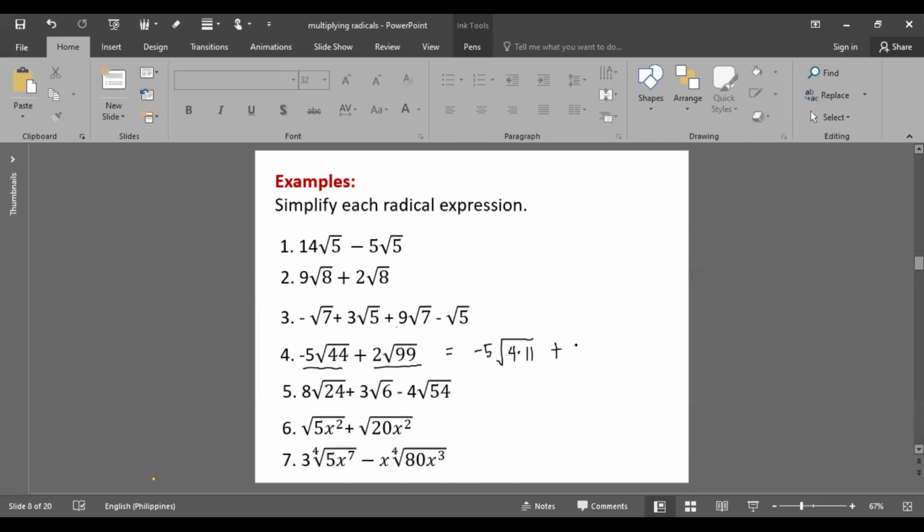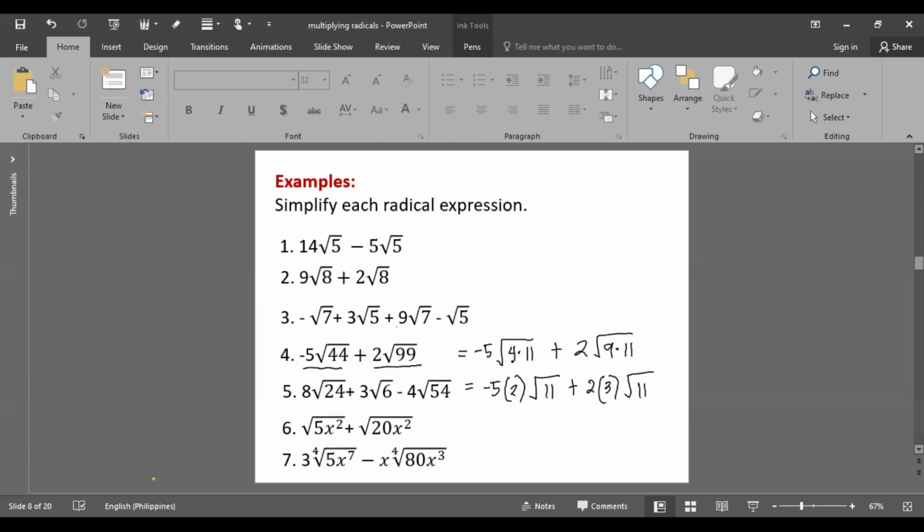Okay? Next, copy 2. Then think of the factors of 99 wherein one of those factors has a square root. It's 9 times 11 because 9 has a square root. Okay, let's continue. Copy negative 5. Then what's the square root of 4? It's 2. So we multiply it here. Then copy 11 kasi wala naman siyang square root. Plus, copy 2. Then the square root of 9 is 3. So multiply it there. Then copy the square root of 11.